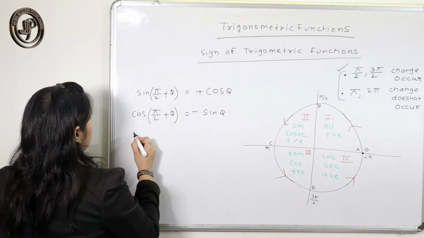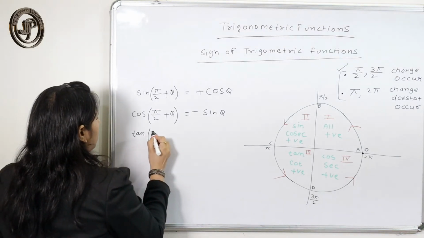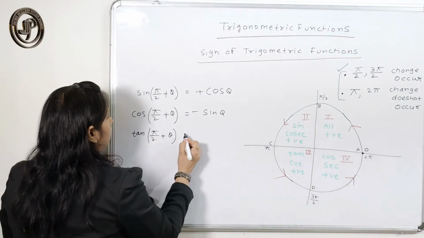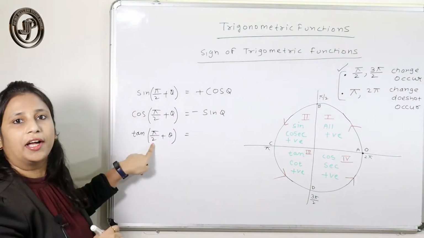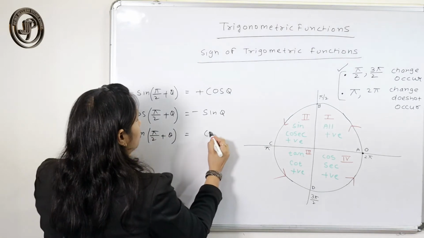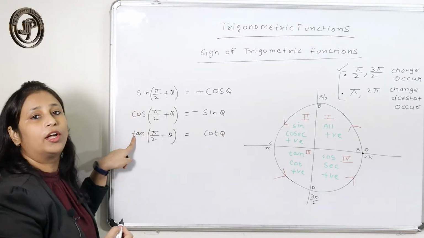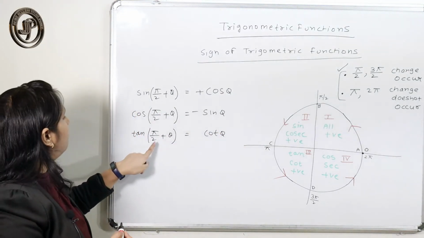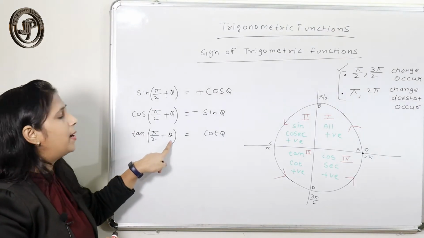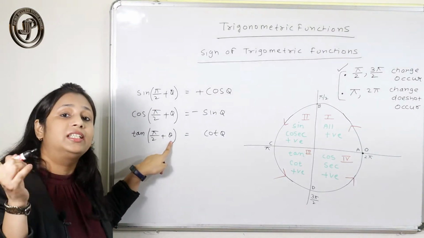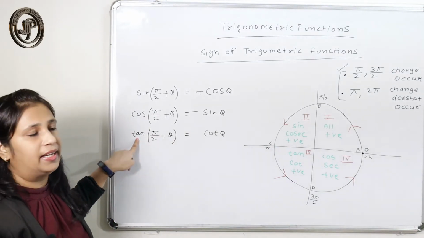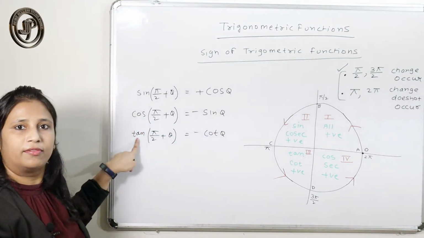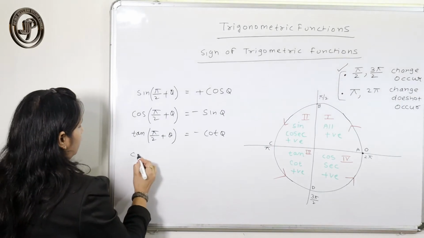Next, tan of pi by 2 plus theta. Since it is pi by 2, change occurs, so tan is converted into cot. But here it is pi by 2 plus theta, meaning second quadrant, and in the second quadrant tan is negative. Fine.